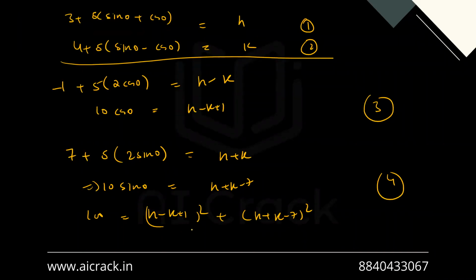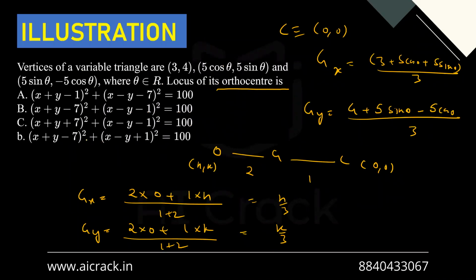If I want to replace it with x and y, then I'll be getting (x minus y plus 1) whole square plus (x plus y minus 7) whole square equals 100. So x minus y plus 1, x minus y plus 1, yes, D is the correct answer. This one.